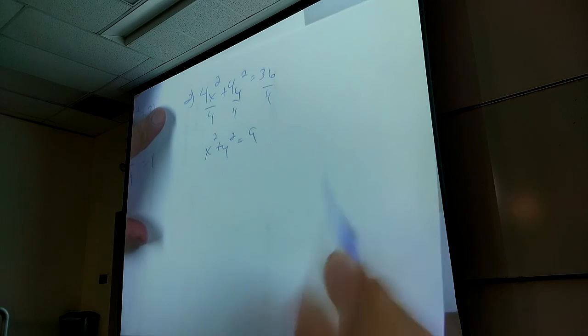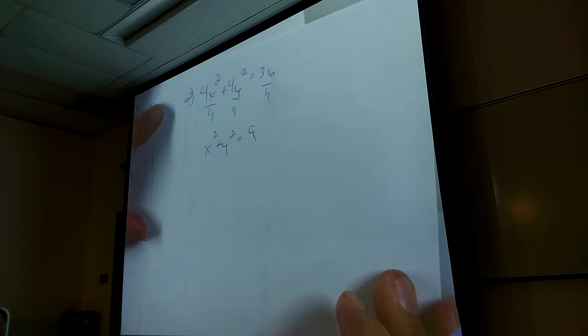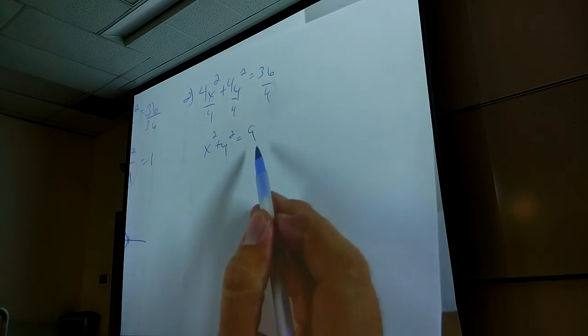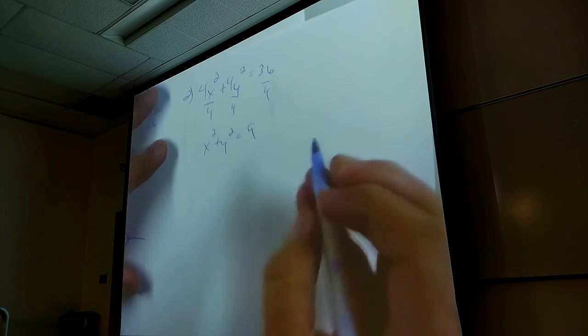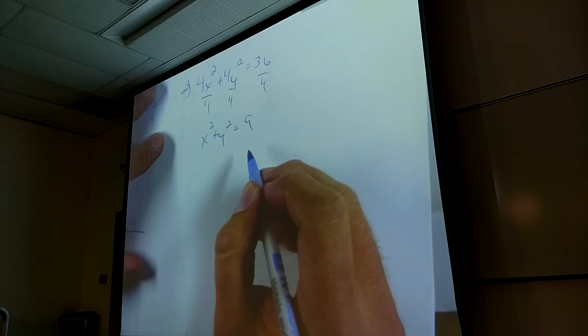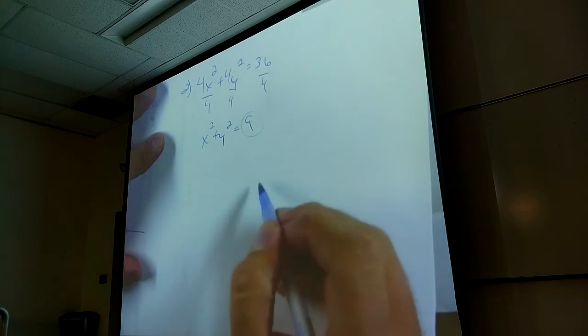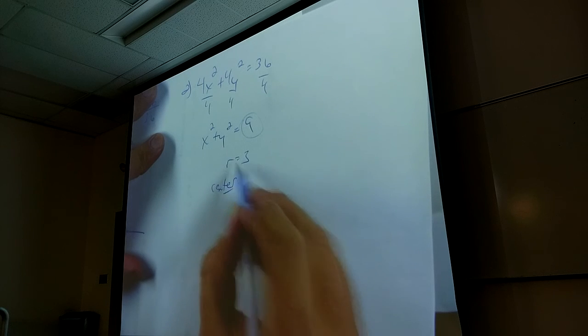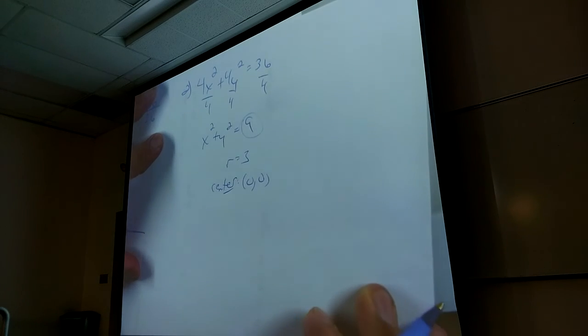Because now what can I see? Yeah, what's the radius of the circle? You can't stop yourself. And the radius is 3. And the center, of course, is 0, 0. I like it.